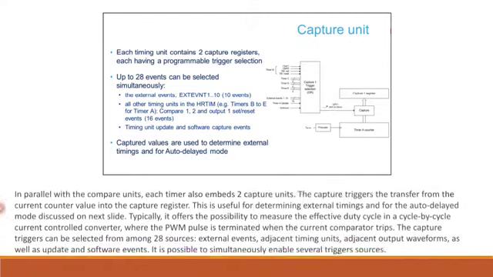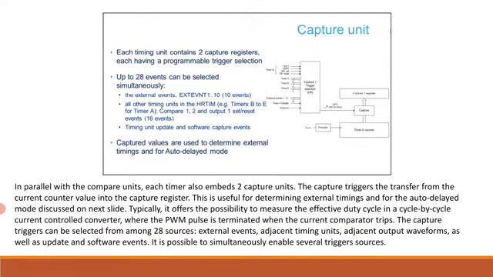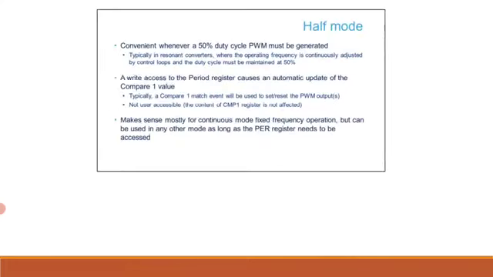So we have something called half mode. It is a feature that allows a reduction of computational burden when a variable frequency 50% duty cycle PWM waveform must be generated. This is typically the case for resonant converters, where the operating frequency is continuously adjusted by the control loop while the duty cycle must be maintained at 50%.